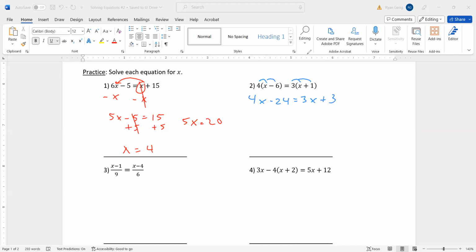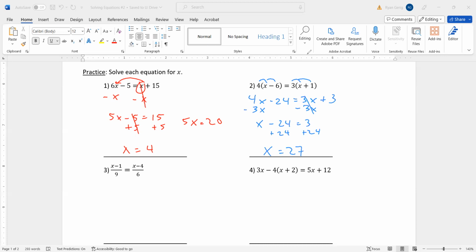I'm going to get the x's together. So I'm going to move the whole thing by subtracting 3x. 4x minus 3x is 1x, or I can just write x. You can put the 1 in front if you want, but you don't have to. Minus 24 is still there, equals 3. Finish this up. I'm going to add 24. And I already have x by itself because there's a 1 in front of it. I get x equals 27.